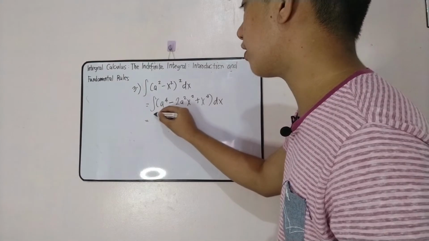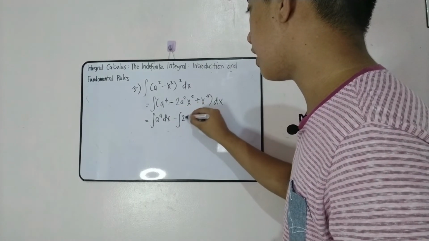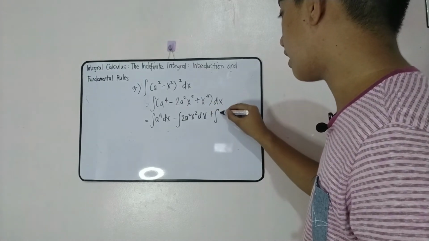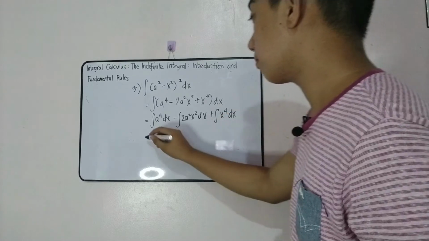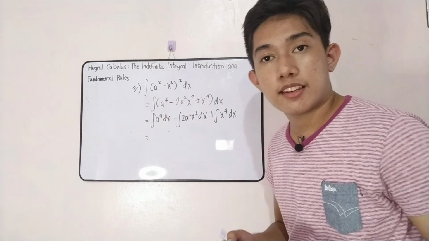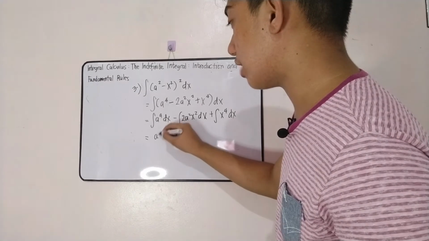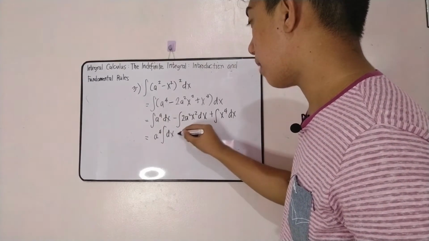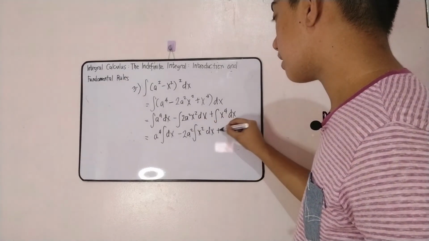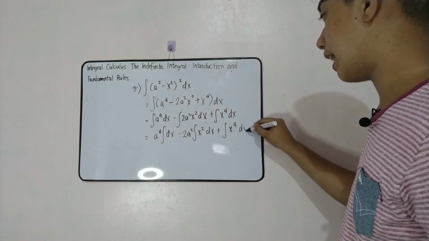So, distribute ko na yung mga integral signs. So, this becomes the integration of a raised to 4 dx minus the integration of 2a squared x squared dx plus the integration of x raised to 4 dx. This one, take note, a raised to 4 dx. Napansin nyo, wala namang x. So, therefore, a raised to 4 will act as a constant. So, ilalabas natin siya. Minus, sama yung 2a squared, integration of x squared dx plus, sabay-sabay na natin siya i-integrate para mas madali.